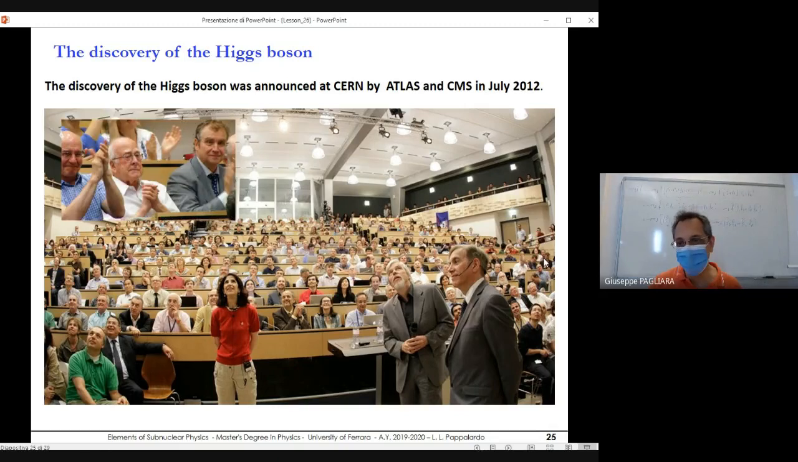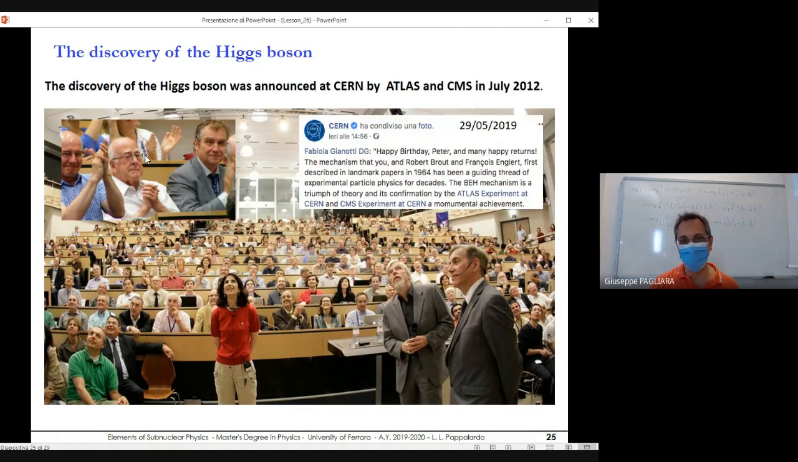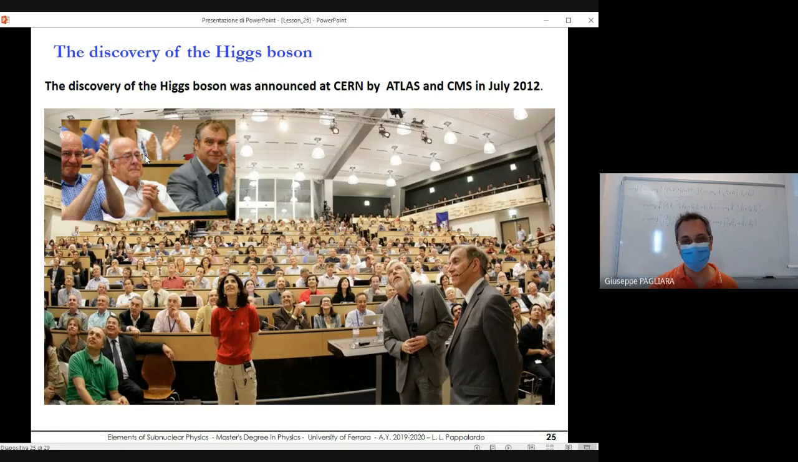Sitting somewhere here was also Peter Higgs, who was invited for the announcement. They didn't tell him that it was about the Higgs boson, but it was clearly obvious. He was called on the phone and they said, look, Peter, it is better that you come to CERN. Okay, so a lot of passion here. This was indeed the event where the Higgs discovery was formally announced at CERN. There was also a direct streaming.